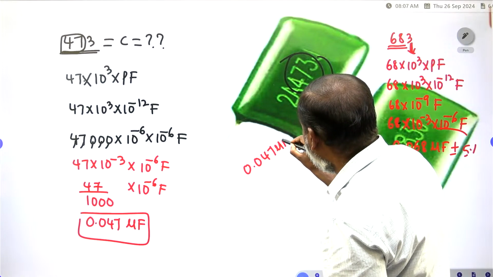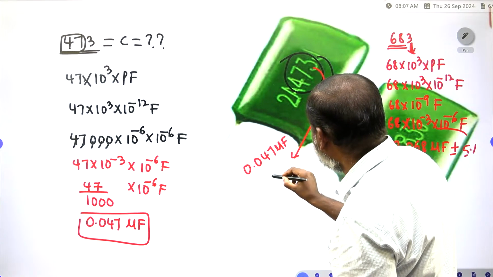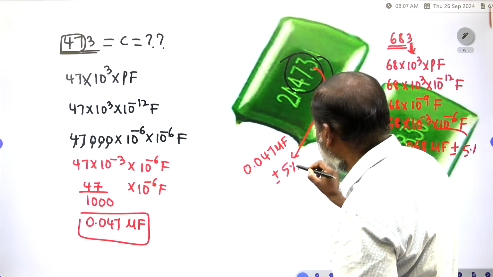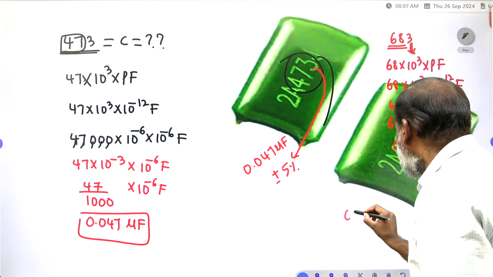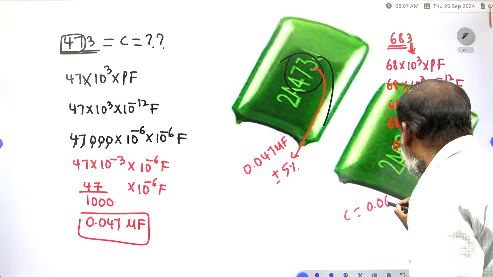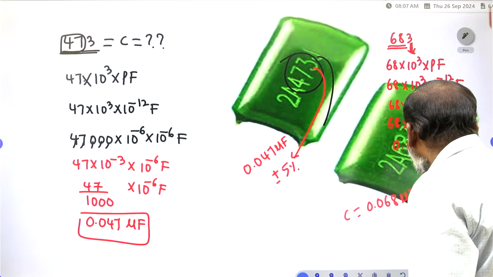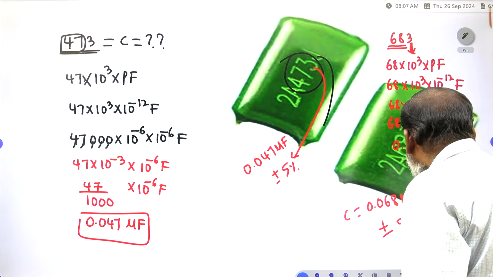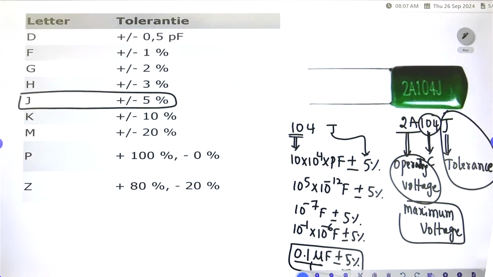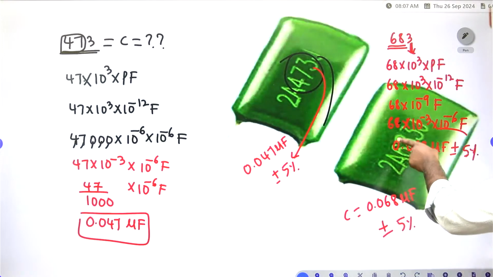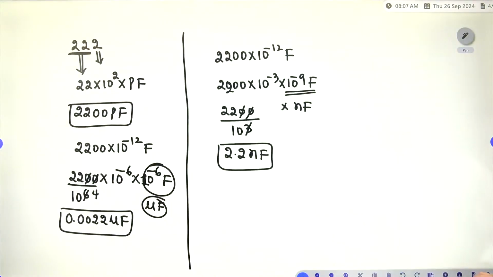0.047 microfarad. If it is J, that's plus or minus 5% of this, 0.0407. It is also the same thing. C is equal to 0.068 microfarad plus or minus 5%. How much percentage is there? Plus or minus 5%. You have to check it. So what is that number? The number is 683. You have to check the 683 number.